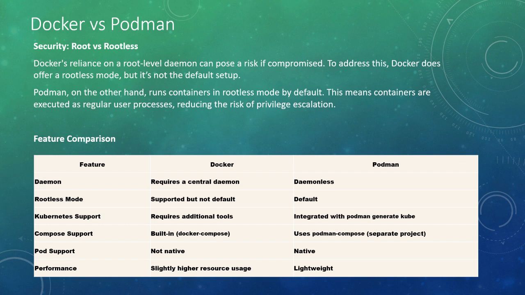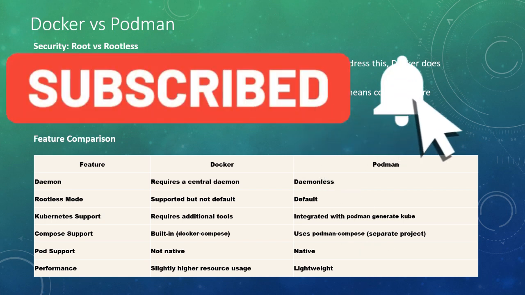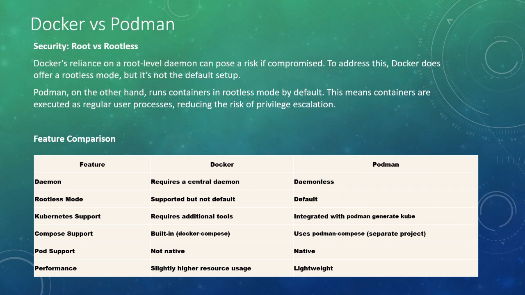Then there is Docker Compose. It is a built-in part of Docker, but with Podman, we have to use Docker Compose as a separate project to integrate it. Now for pod support, which I mentioned: in Docker there is no native support, so we have to explicitly enable it. With Podman, that's not the case. It's native, and it supports pods by default.